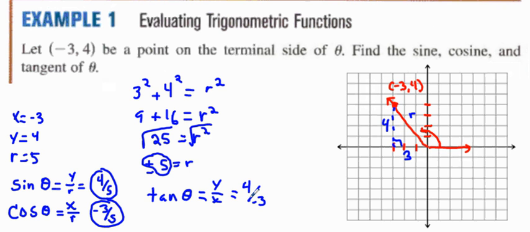Okay, so that's how we evaluate sine, cosine, and tangent from a point on the terminal side that is not on the unit circle. And remember, we can also find secant, cosecant, and cotangent using our x, y, and r.